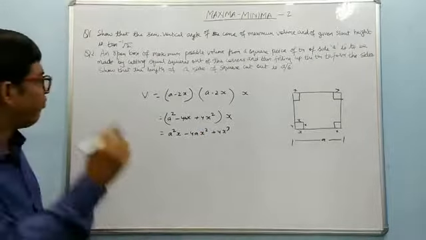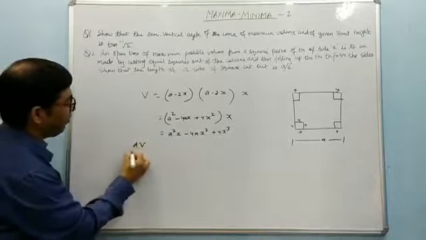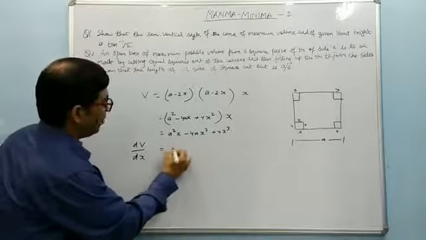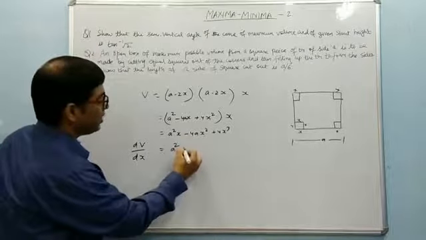Now very easy to differentiate. Differentiate with respect to x. The variable left over is only x here. We are getting A square. What is here?